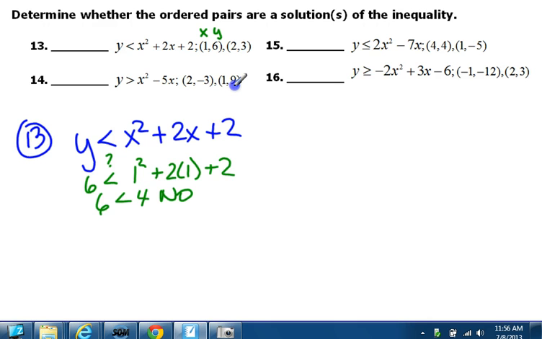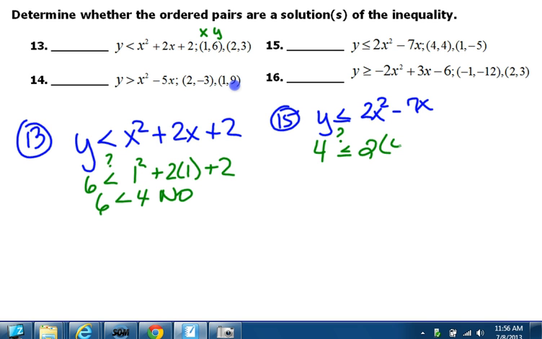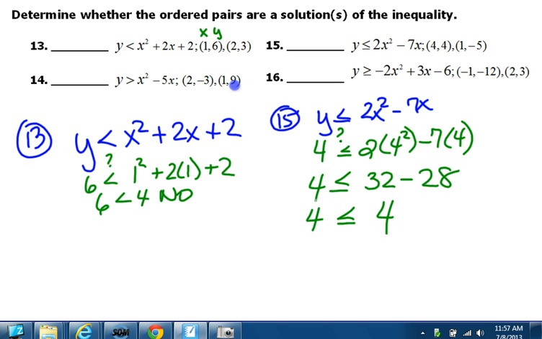Let's do another one. Let's do 15 here. Now we have the equation y is less than or equal to 2x squared minus 7x. And we're going to try x is 4, y is 4. So is 4, again, asking ourselves, less than or equal to 2 times 4 squared minus 7 times 4. 2 times 4 squared is 2 times 16. 2 times 16 is 32 minus 28, which is 4. Is 4 less than or equal to 4? The answer is yes, it is.